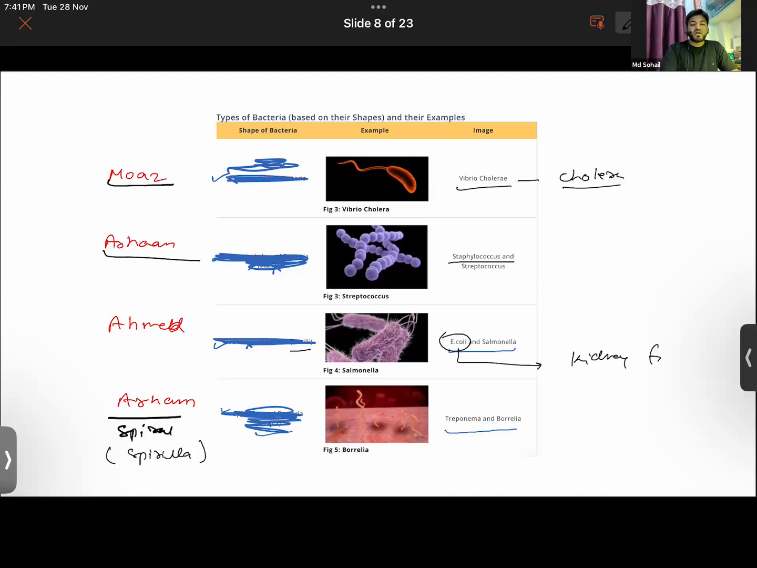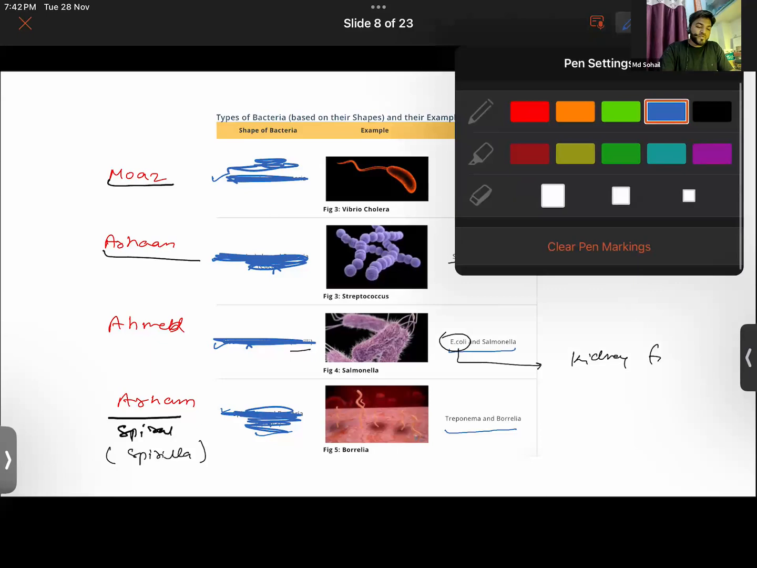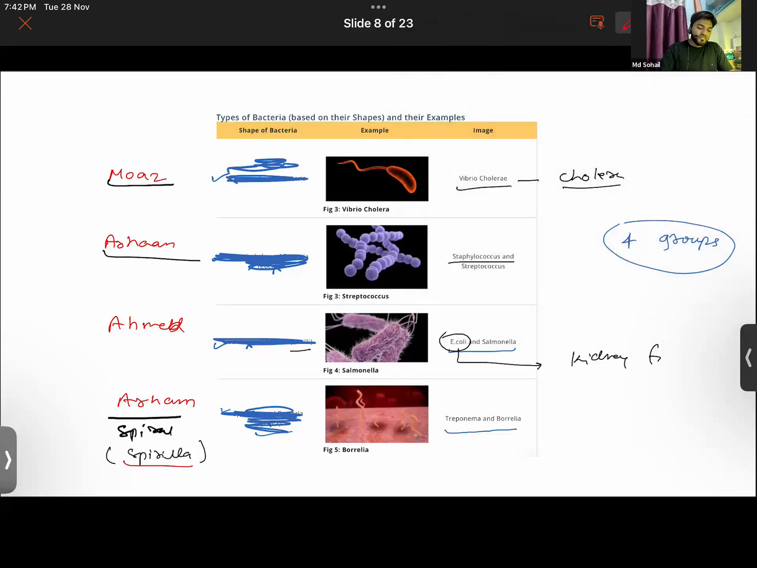But usually, on the basis of shapes we have made 4 groups. There are 4 or 5 groups also. Like you have the spherical group, rod shaped bacteria, spiral shaped bacteria, and comma shaped bacteria. You have to study about the 4 groups only. There are certain other groups also, but no need to make it that complicated. So spiral shape is the example. This one is an example of a spiral shape bacteria.